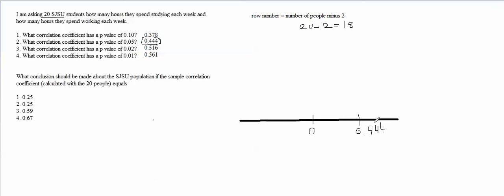Then put that number here, and also put its opposite right here, which would be negative 0.444. Just take this and put a negative sign in front of it, and then put it down here. Now, we're going to make 3 different sections on this number line.